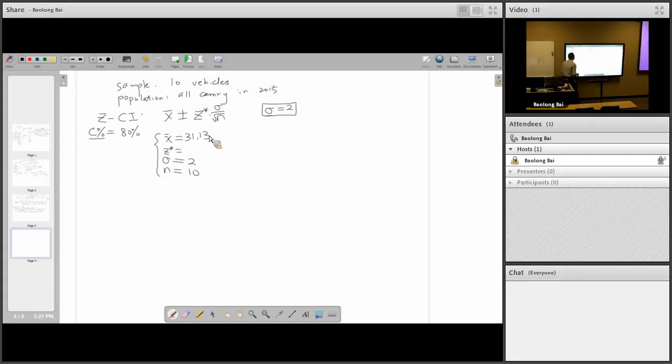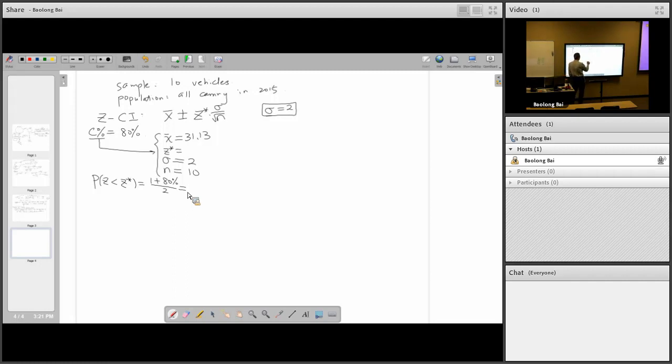And the last piece of information is Z star. Z star is related to the confidence level. The relationship is the probability of Z less than Z star equals (1 plus C percent) divided by 2, where C is 80%.